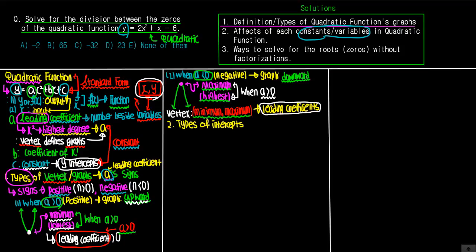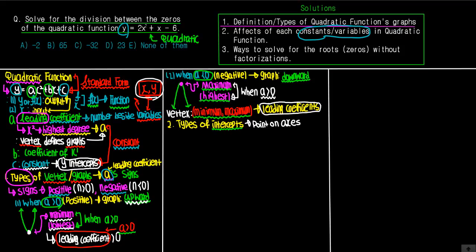So the second thing that we might talk about, the things that we need to know in order to solve this question, will be: what are the types of the intercepts? And if we further think about it, we might think about, what is the definition of the intercepts? Well, that will be a point. It is a point on the axis.